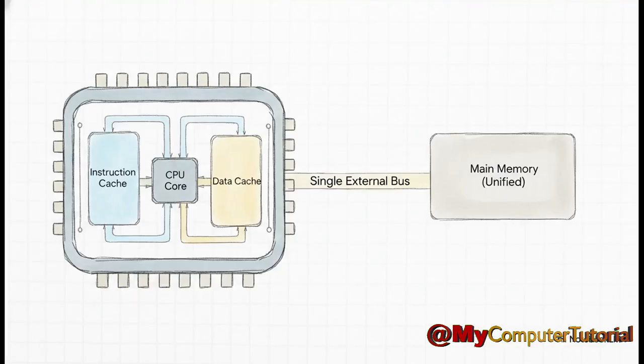So here's the clever part. Inside the CPU chip itself, it uses separate, dedicated paths for data and instructions. This is what we call caches. This gives it that blazing Harvard-like speed for whatever it's working on right now. But when it needs to talk to the computer's main storage, it connects to a single, shared memory, which keeps the overall design way simpler and cheaper, just like von Neumann.